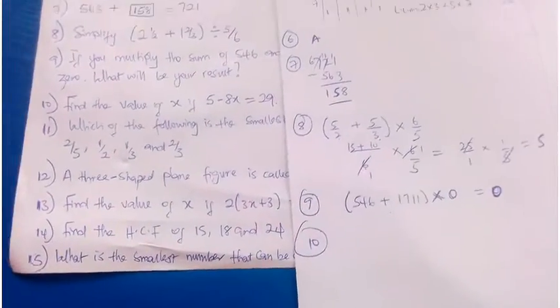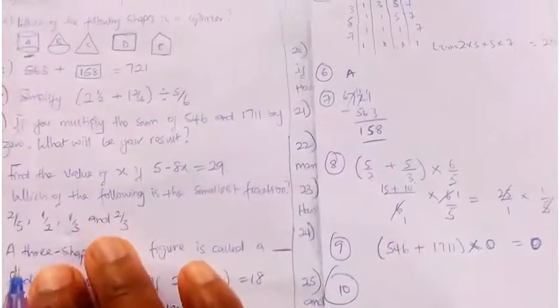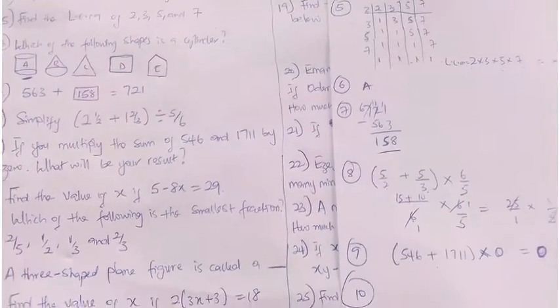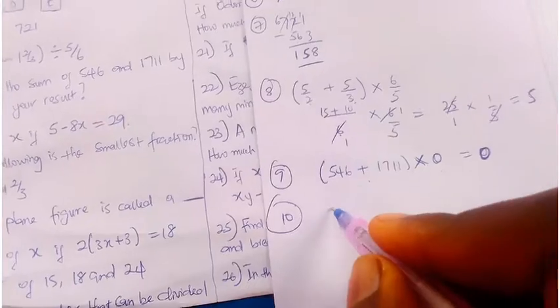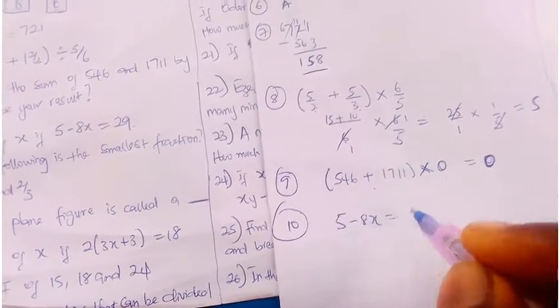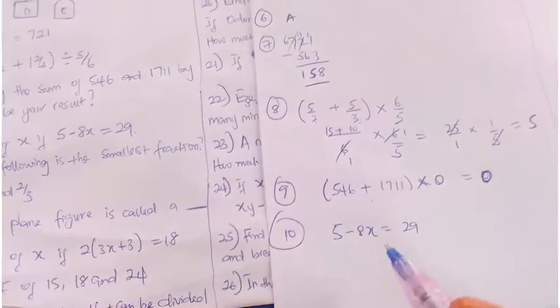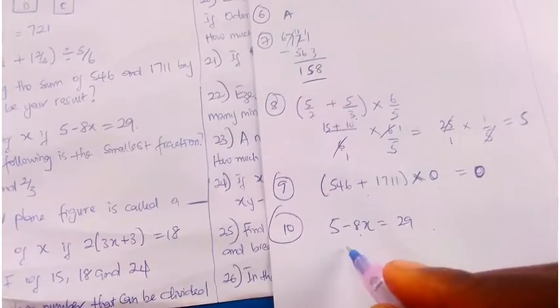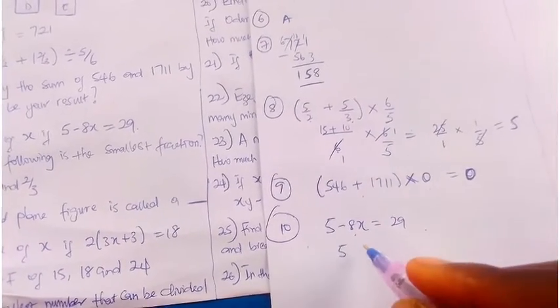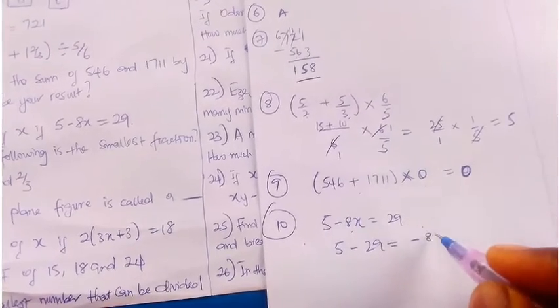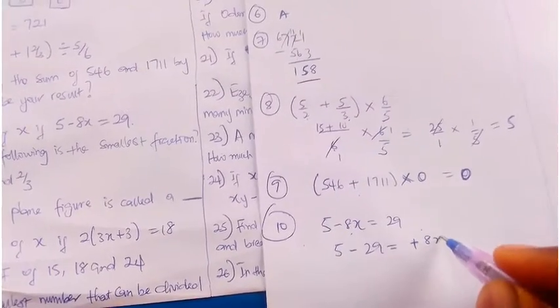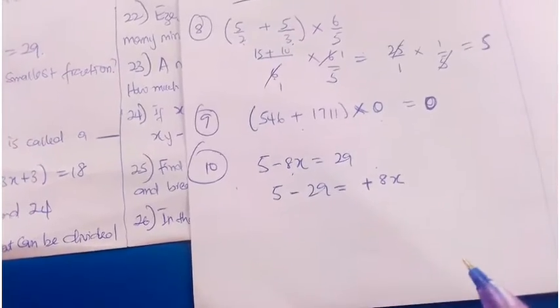Number 10 question says, find the value of x, if 5 minus 8x equals 29. In this case, I have 5 minus 8x equals 29. Let's collect like terms. Bring minus 8x to this place, it becomes plus. Then bring this one to this place, it becomes minus 5. Minus 5 minus 29 equals what? Minus 8x. This now becomes plus 8x.